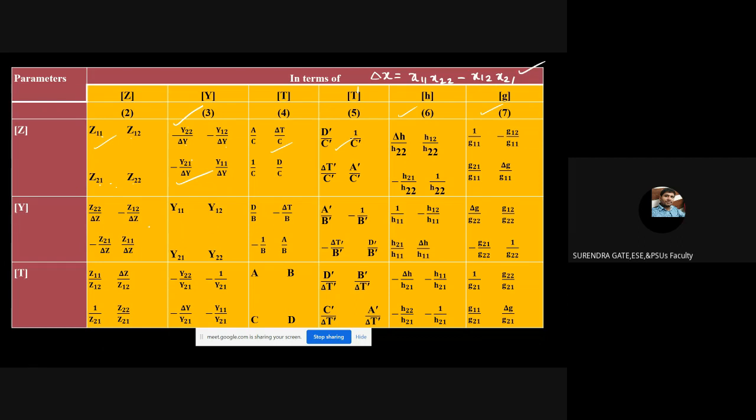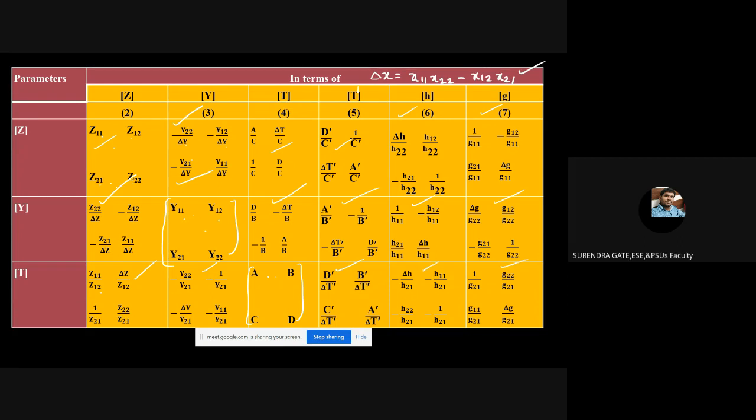Okay, students. This is the Z parameter in terms of all the parameters. Now these are the Y parameters in terms of all the parameters: Y parameters in terms of Z parameters, in terms of ABCD parameters, in terms of T dash parameters, in terms of H parameters, in terms of G parameters. Next, ABCD parameters with respect to other parameters: ABCD in terms of Z, in terms of Y, in terms of T dash, in terms of H, in terms of G parameters.